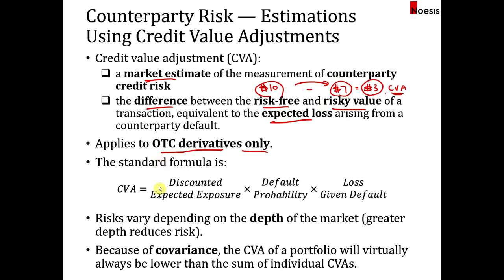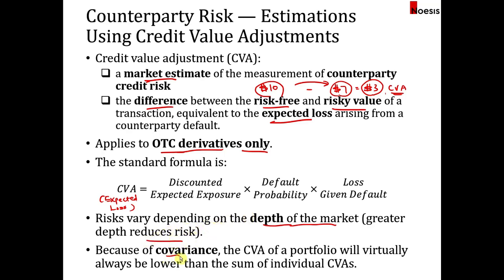The standard formula of the CVA is to take the discounted expected exposure of the underlying asset, multiply by the default probability, and multiply by the loss given default. In a way, this gives us a measure of the expected loss in this contract if it defaults. The risk will vary depending on the depth of the market. So the greater the depth, the lower the risk.